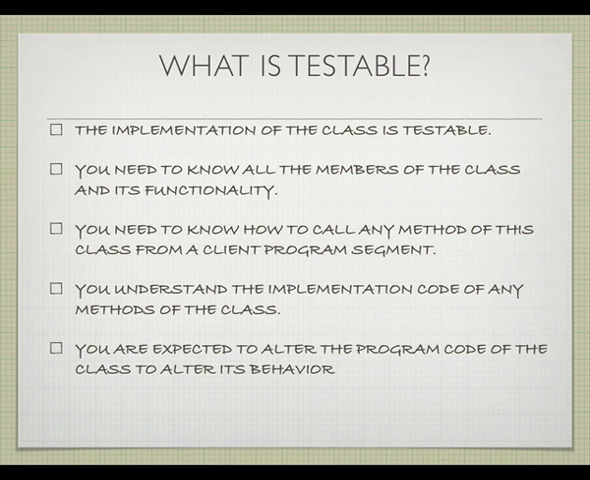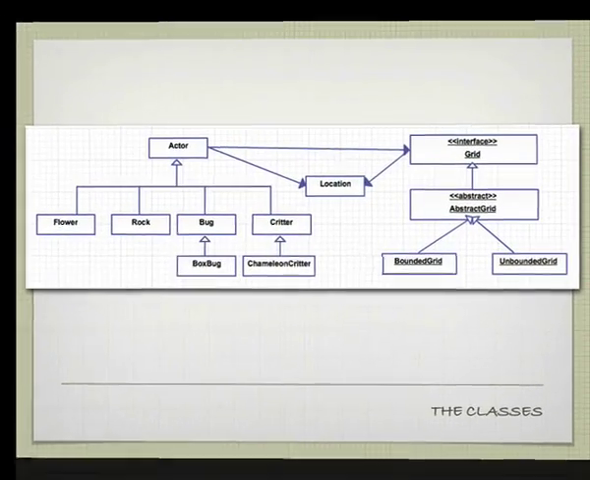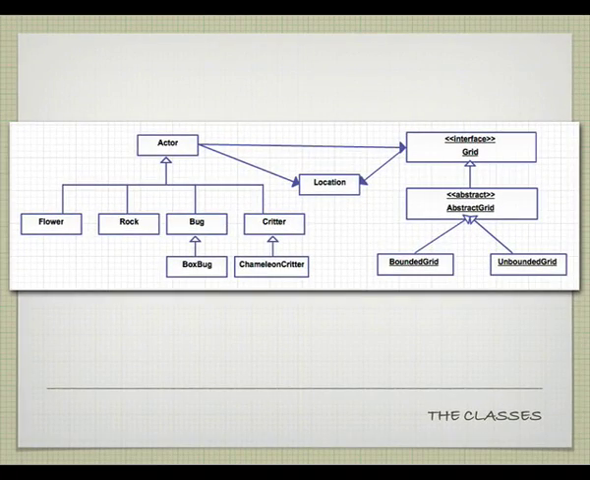And the reason why is because you're going to be able to alter the behavior code by just changing the behavior of perhaps overriding one of the methods or adding attributes to a subclass and using inheritance. And so you need to know everything in the API for Gridworld, enough at least to make your own bugs and critters and such. So here's an overview of the classes.